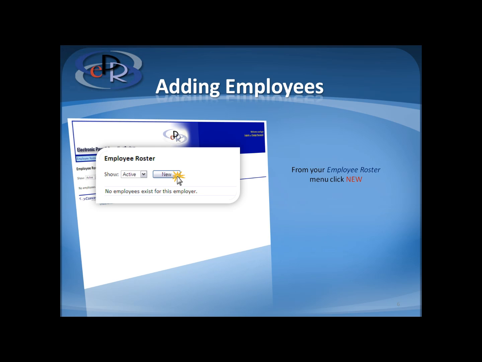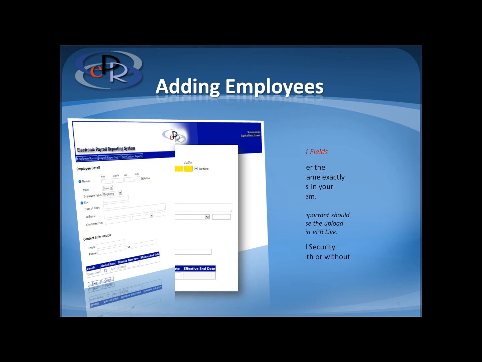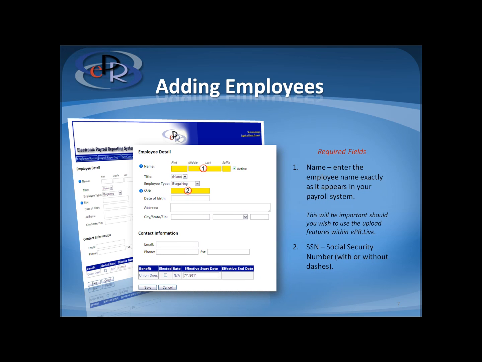If this is your first time using the system, you'll need to add employee records to start reporting on. To do this, click on Employee Roster and click New. Enter the employee name as it appears in your payroll system and enter the employee's Social Security number. The only required fields are name and Social Security number, but you can fill out the other fields if you choose.